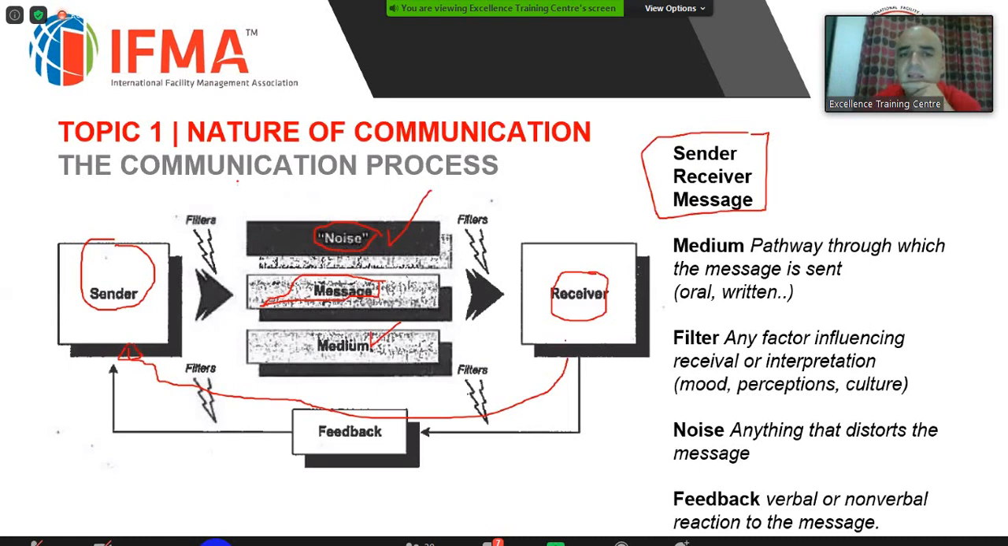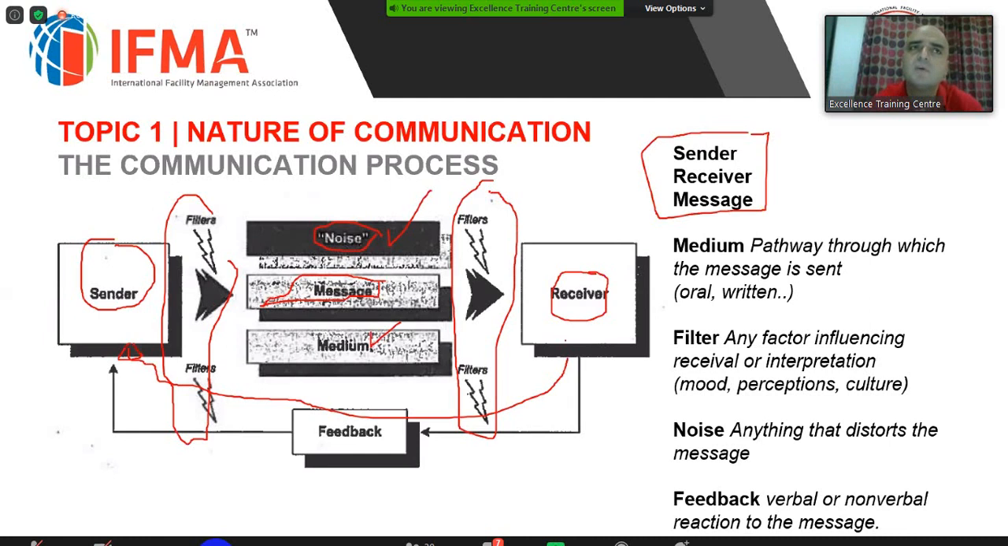In addition to that, there are filters. What is this filter? The filters are things that change the way we look at a message. For example, if I tell the same message to all of you, you will understand it differently. Why will you understand it differently? Because there are several other factors.